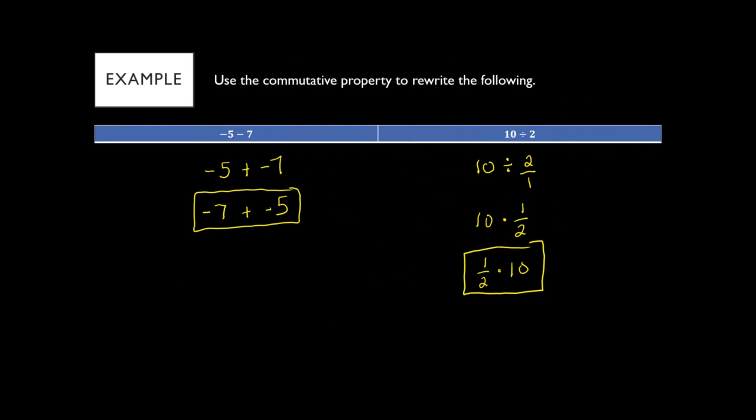Whichever way your brain works, you want to use the way your brain works to your advantage in addition with these properties, because it'll make things easier for you. It'll be faster, and you get better at mental math, and doing anything mentally is always good for you to get your brain working. So are there any questions?